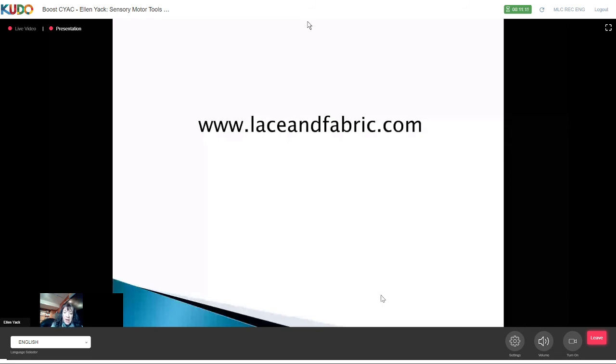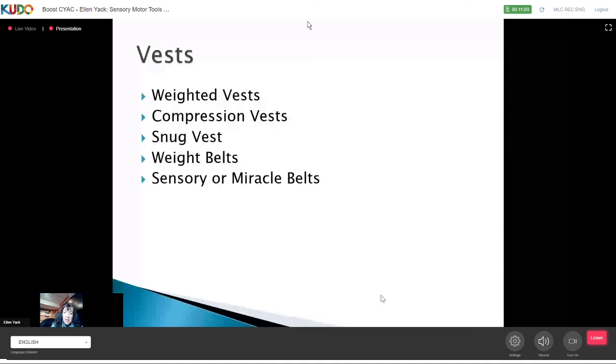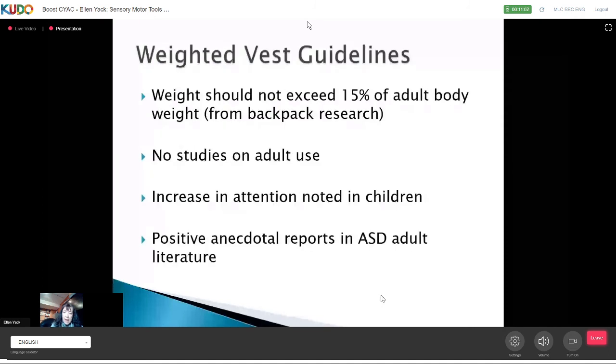There are various types of weighted vests. When looking at weighted vest guidelines, it's 50% of adult body weight. There have been no studies done in adult use. Studies in children have noted an increase in attention, and there are positive anecdotal reports in the ASD literature. Here are some examples of weighted vests.